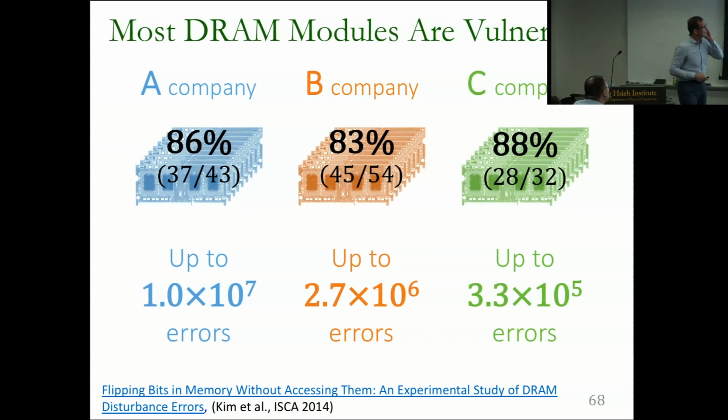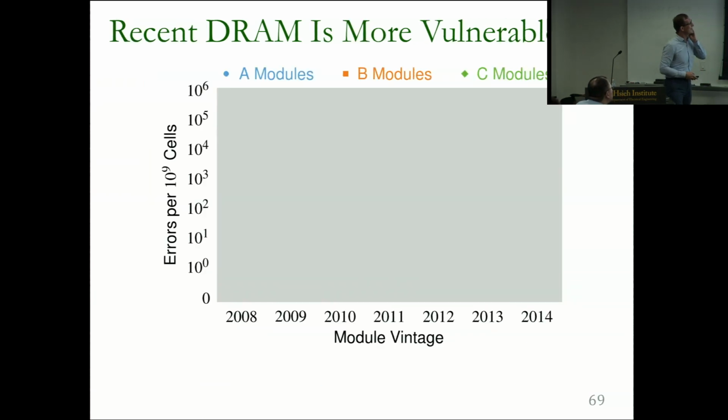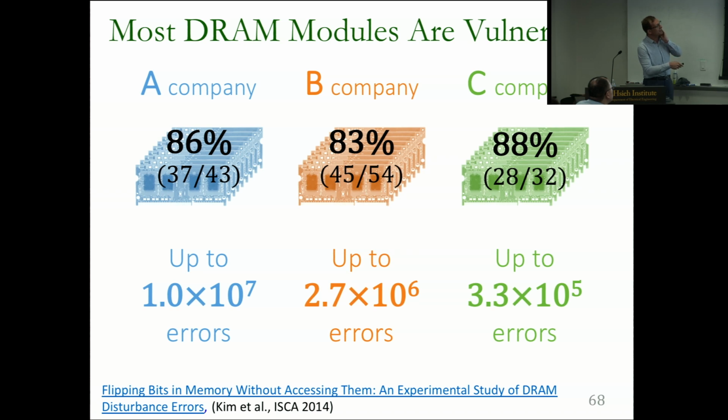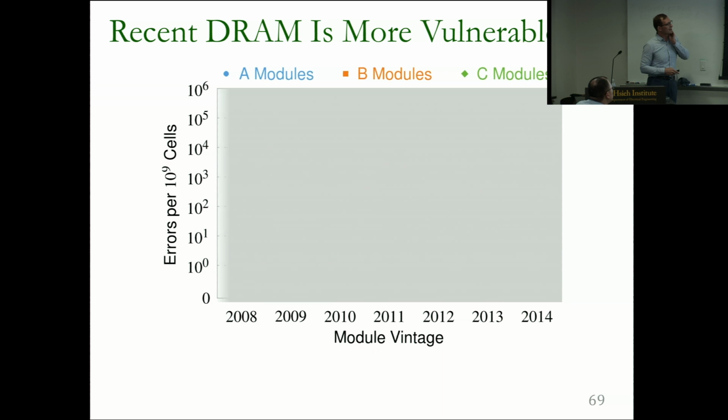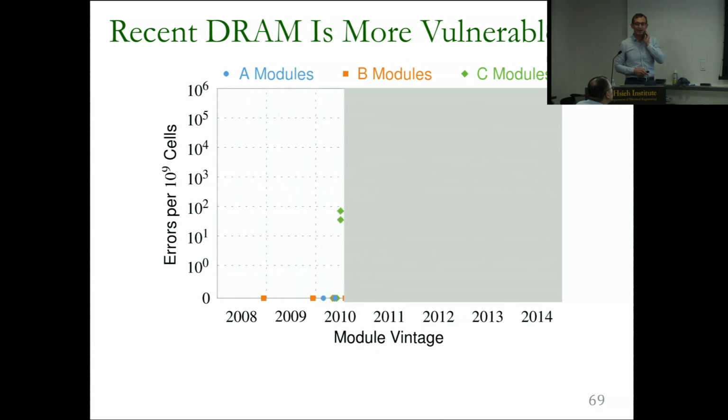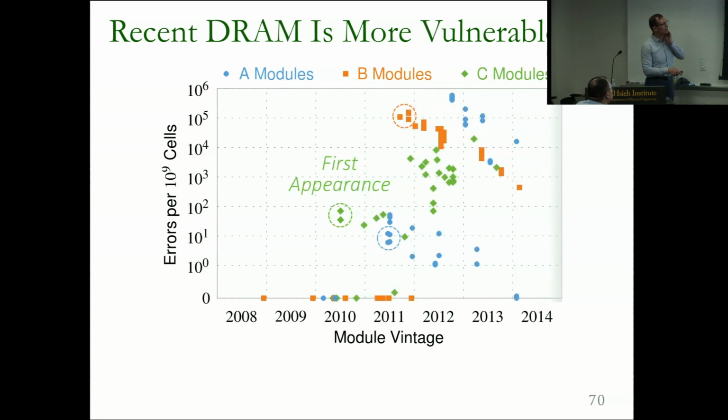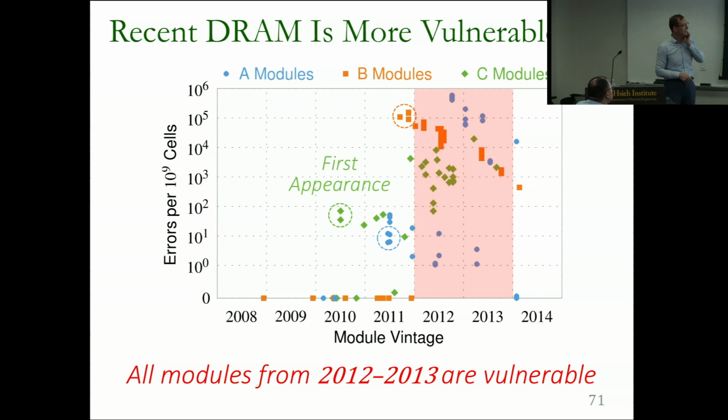And we tested chips from 3 major manufacturers. Unfortunately, there are only 3 major manufacturers in DRAM today. It's an expensive process. And we saw that more than 80% of the modules we tested for each of the manufacturers are vulnerable to this effect. And it's a scaling problem because this effect didn't occur in chips that we tested that were manufactured before 2010. The first occurrence happens in 2010. And essentially all of the chips that were manufactured between 2012 and 2013 are vulnerable.